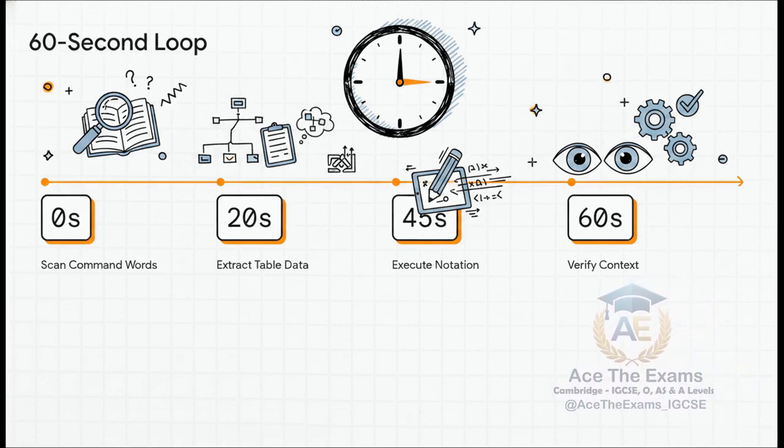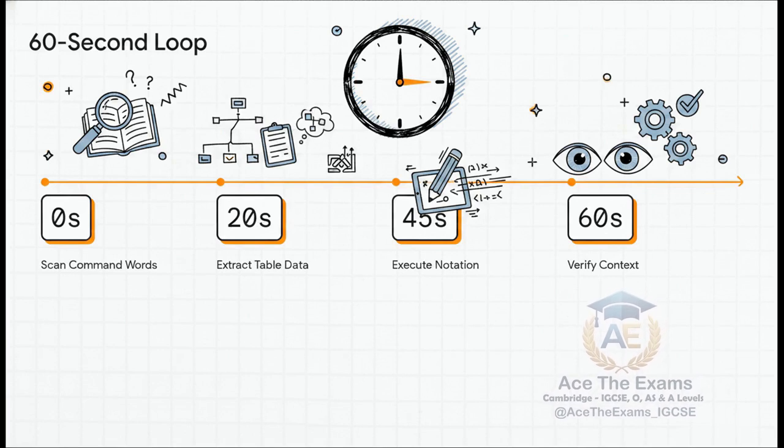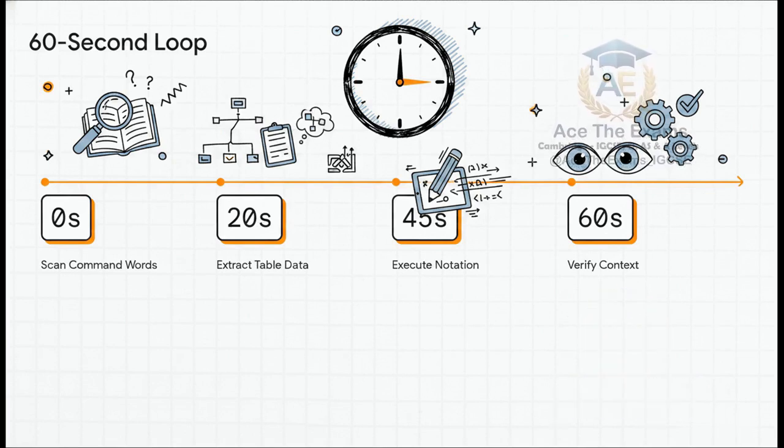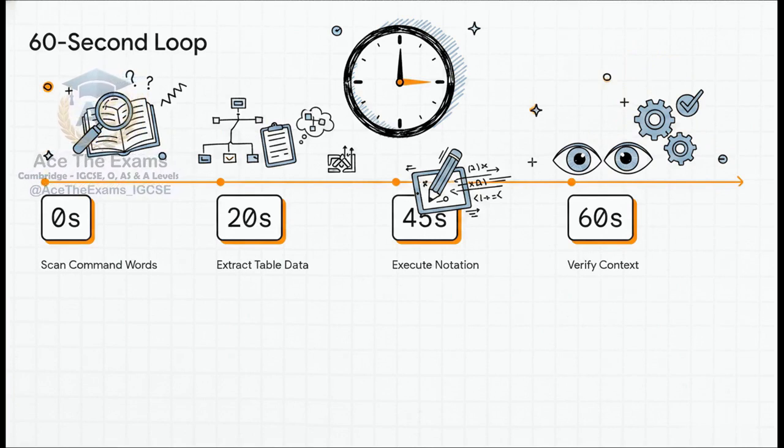By 45 seconds, you execute your notation. This means applying the correct Arabic grammatical adjustments, like adding the correct prefixes for verb tense changes and adjusting the grammatical case endings accordingly. And right at the 60-second mark, you verify the context. Does this actually fit the stimulus paragraph? Mastering this 60-second microloop is how you completely outpace examiner expectations.